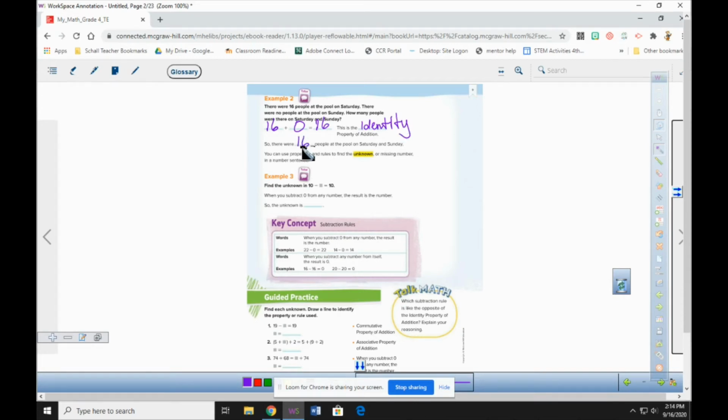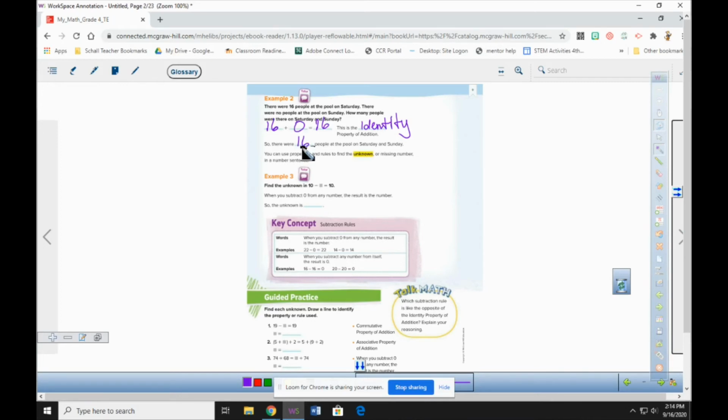We can use properties and rules to help us find unknown numbers or missing numbers in a number sentence too. Example 3 actually goes to our subtraction rules, so let's take a look at the subtraction rules really quickly. Subtraction rules both have to do with zeros. When you subtract 0 from any number, the result is the same number. That is a subtraction rule. When you subtract any number from itself, your answer is going to be 0. That is also a subtraction rule. Both of these are examples of subtraction rules.